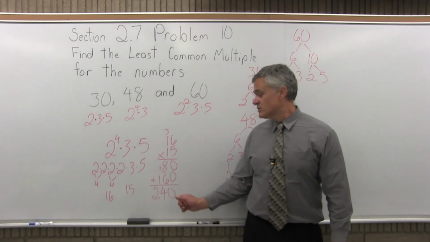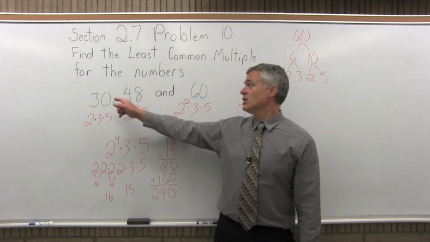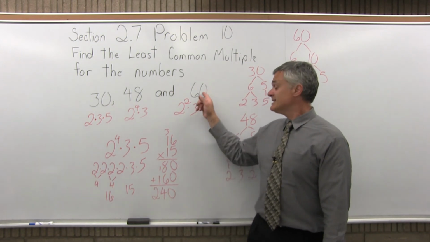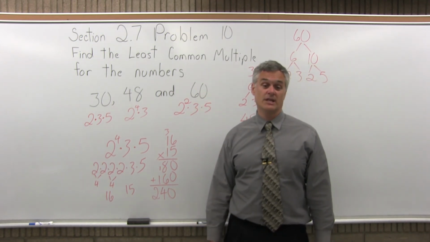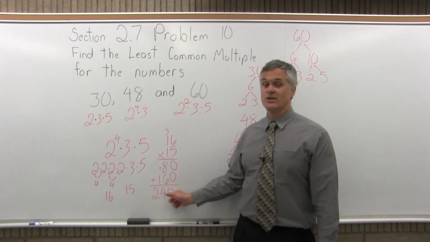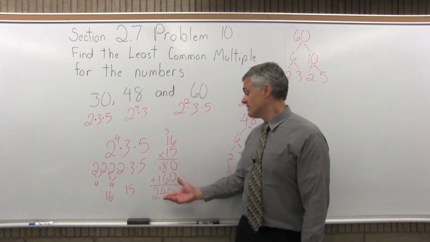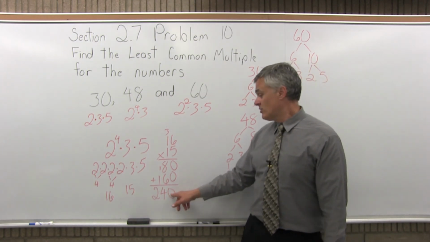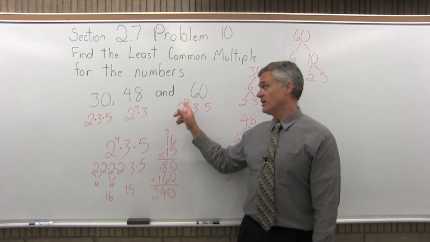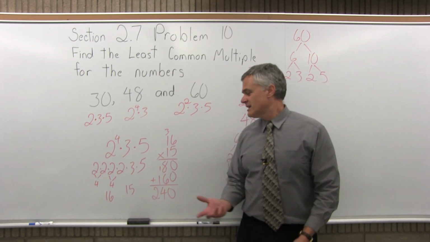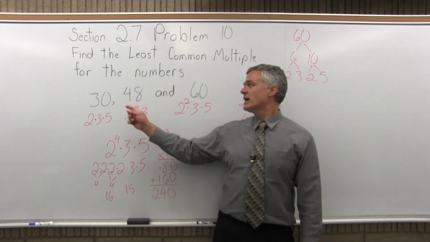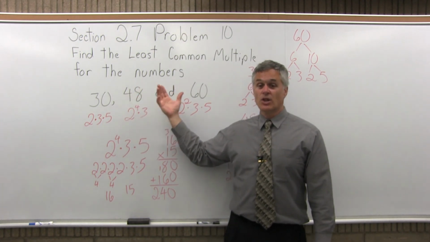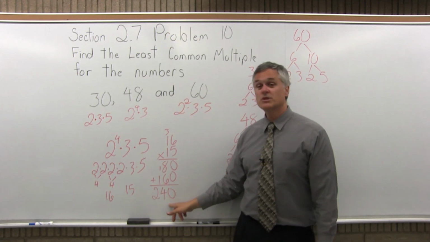And again, what that means is 240 is the smallest value that 30 will divide into evenly. 48 also divides into 240 evenly. And 60 also divides into 240 evenly. And that's the smallest value that they all divide into evenly. They would go into, say, 2400 evenly, but 240 is the smallest one that they all divide into evenly. And again, why is that an important thing to find? The answer is, if you had a problem with fractions and you had denominators of 30, 48, and 60, the lowest common denominator for those denominators would be 240.